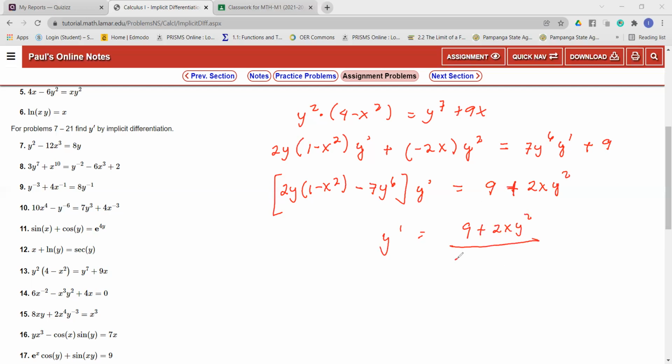2y multiplied to (1 minus x squared) minus 7y to the 6. Okay. So, this is then the derivative of, ano bang number to? Number 13. Oh, number 13. This one. Okay.